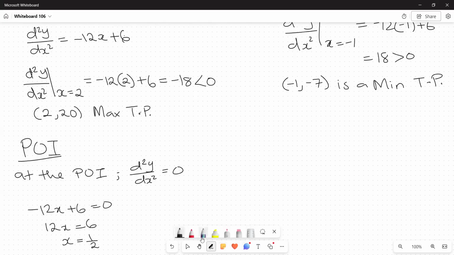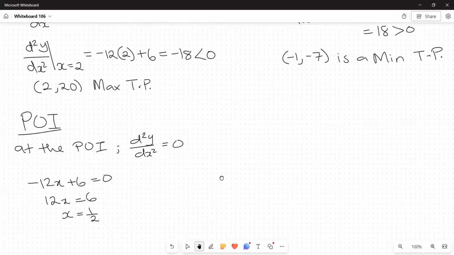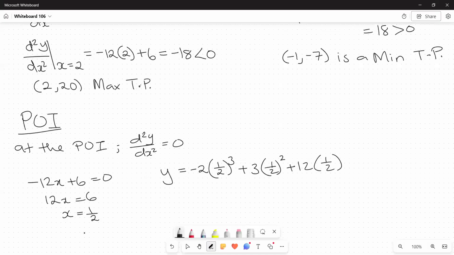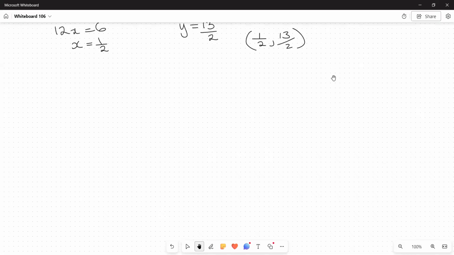If x is equal to a half, then we can work out the value of y as well. If you remember, y is equal to -2 times a half to the power of 3, plus 3 times a half squared, plus 12 times a half. That means our point of inflection is (1/2, 13/2). Those are the 4 steps that you must have done before you proceed to actually sketching the curve. And now we actually sketch it.